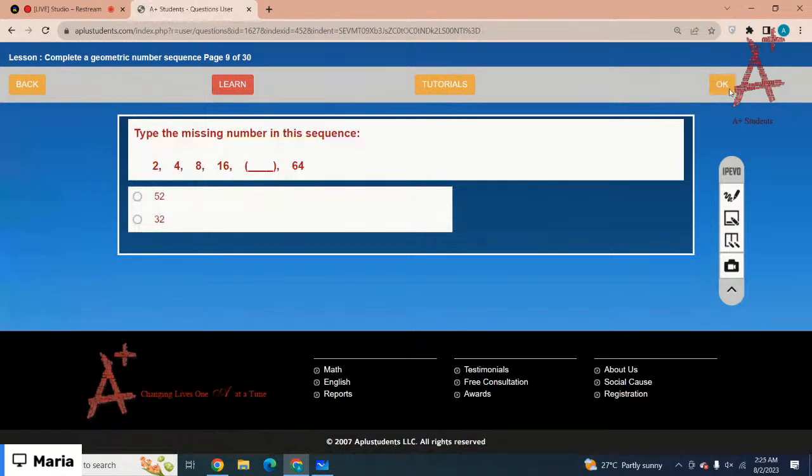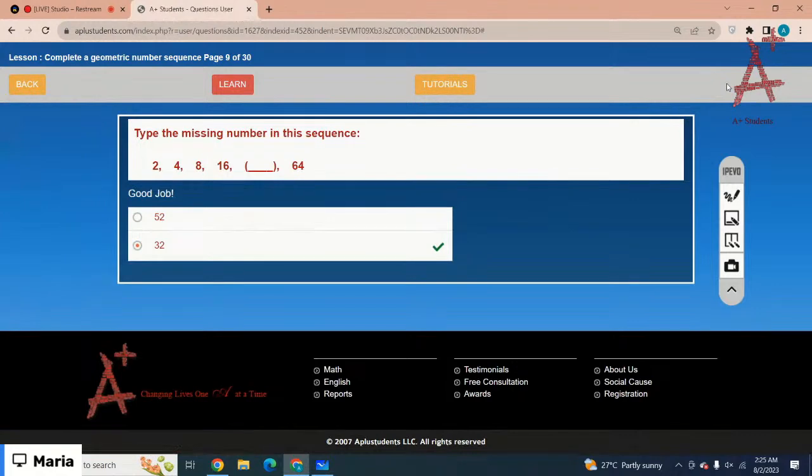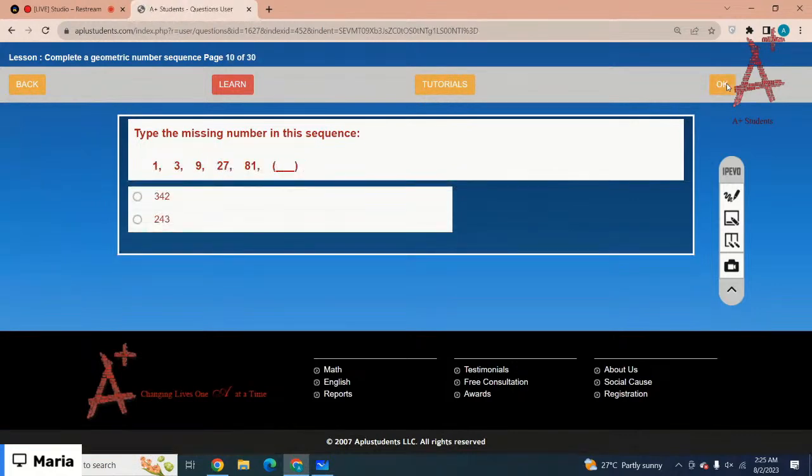Yes, that would be 32. So the correct option is 32. Okay. Type the missing number in the sequence. So which is the correct one?